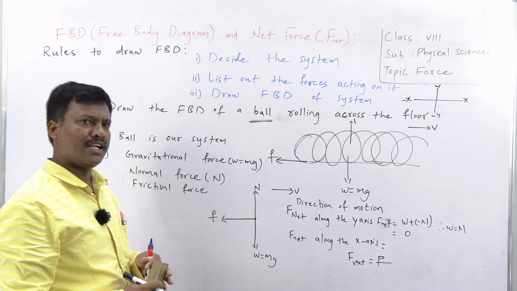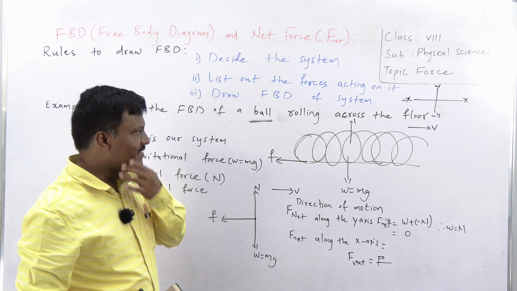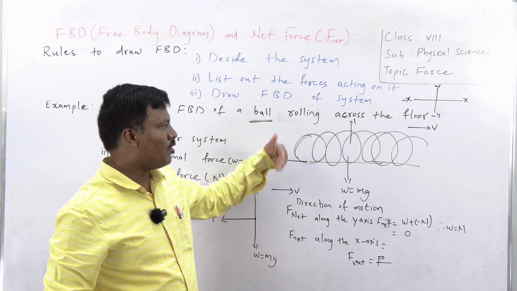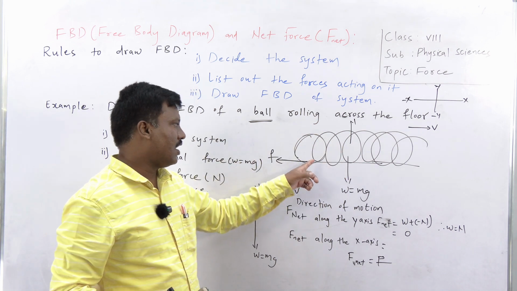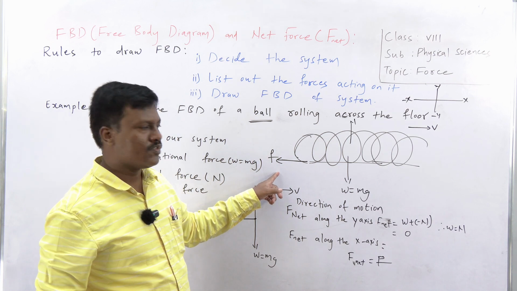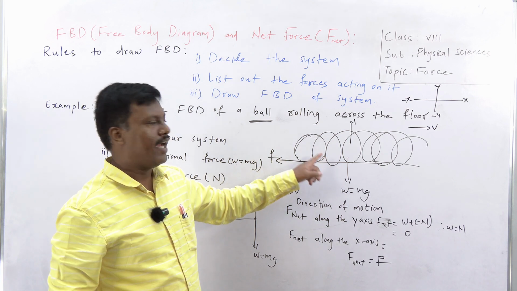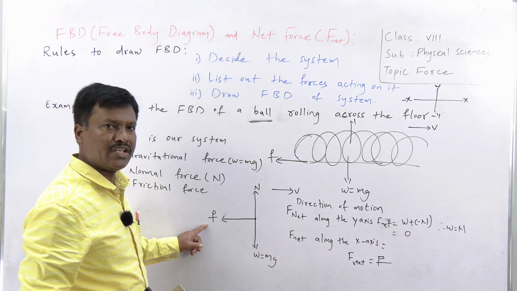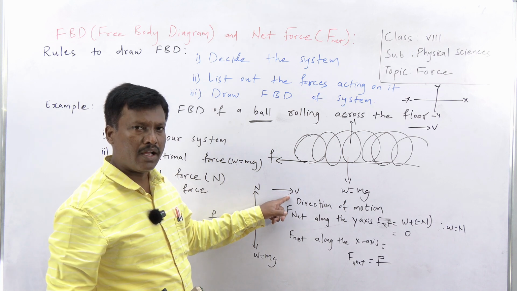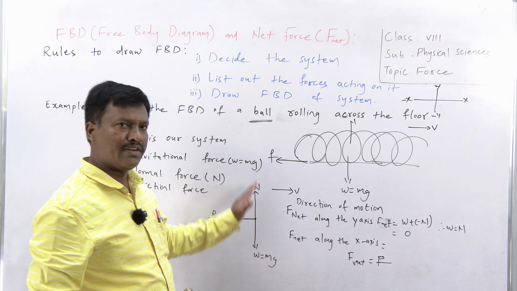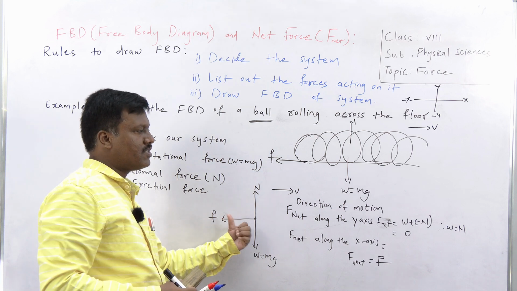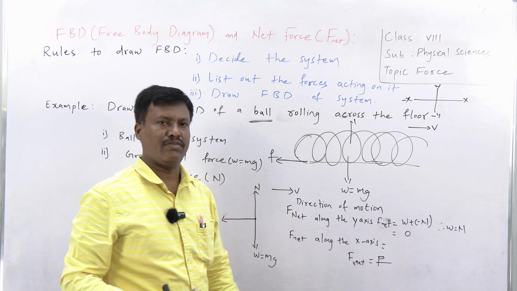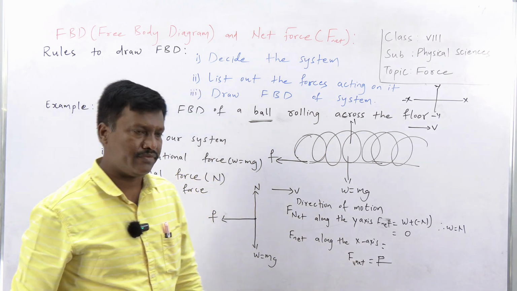Okay, I hope you understand how to draw the free body diagram. Previously we discussed that when the ball is at rest, only 2 forces act vertically, but as the ball is rolling across the floor, another force is coming into play, that is frictional force, a negative force, which slows down the ball, and that force also we have to show in the free body diagram. The direction of this friction is opposite to the direction of the ball. Okay, along the vertical direction net force is 0, but along the horizontal direction the force is acting opposite to the direction of motion. There is only one force acting, that is frictional force, denoted by F.